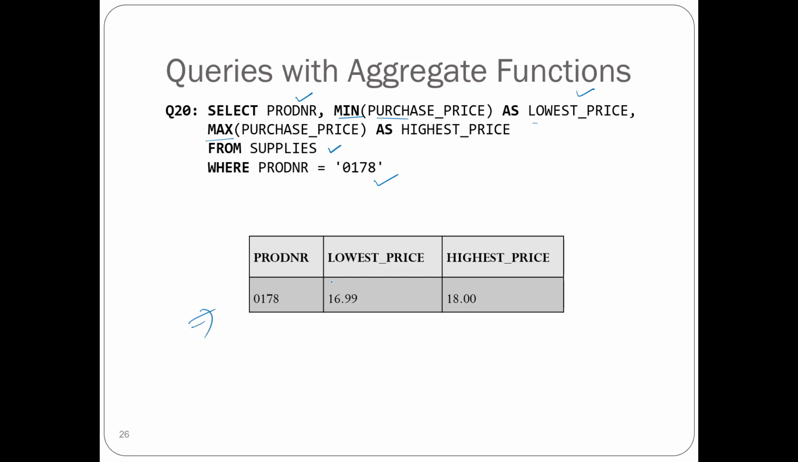And look at the result. It has 4 columns. Product number 0178. The statistics that we have are for the product with product number 0178. Its lowest price is the next column that we have here. We have given it the name lowest price, which is computed by using the MIN aggregate function on purchase price. And the last column, highest price, is computed on the column purchase price by applying the MAX aggregate function. Good. And this whole thing is done for the product with product number 0178.